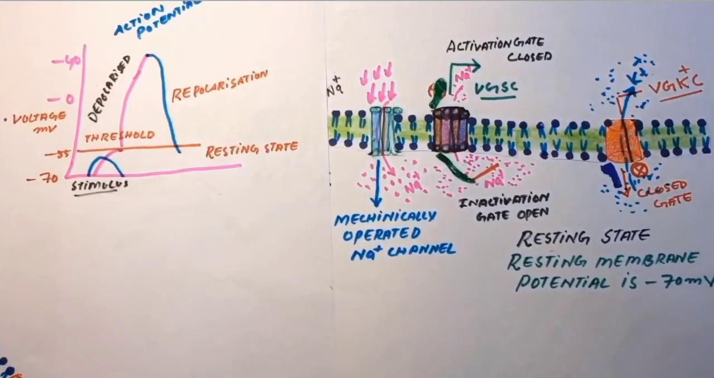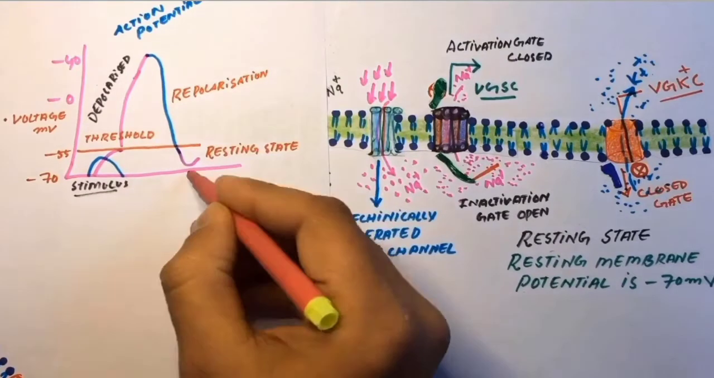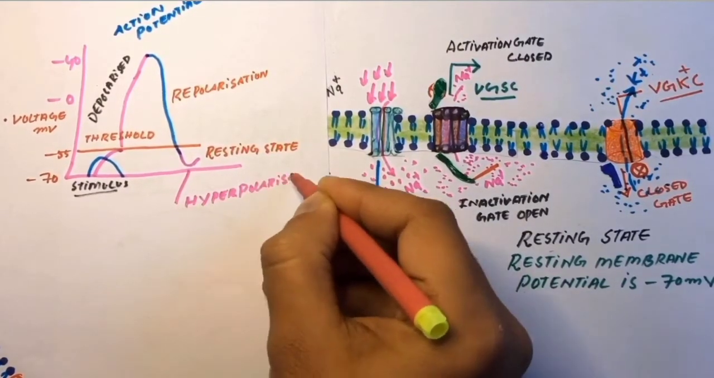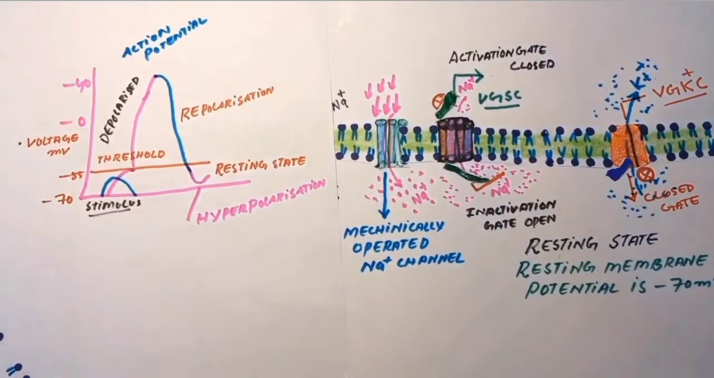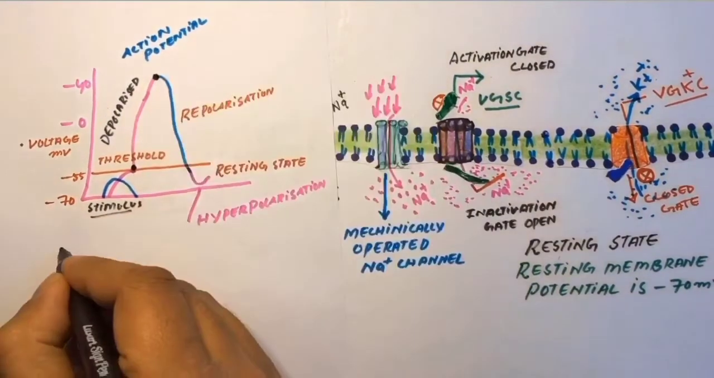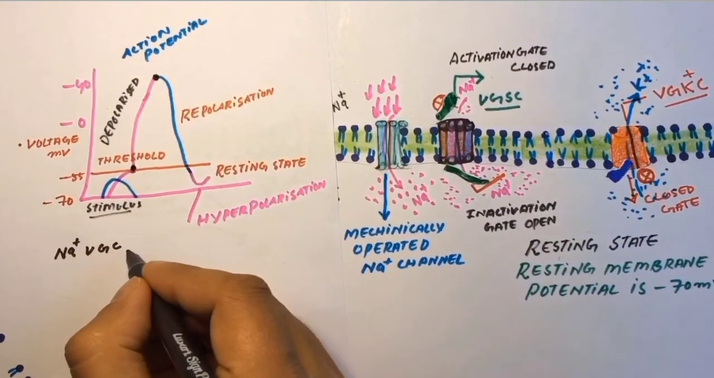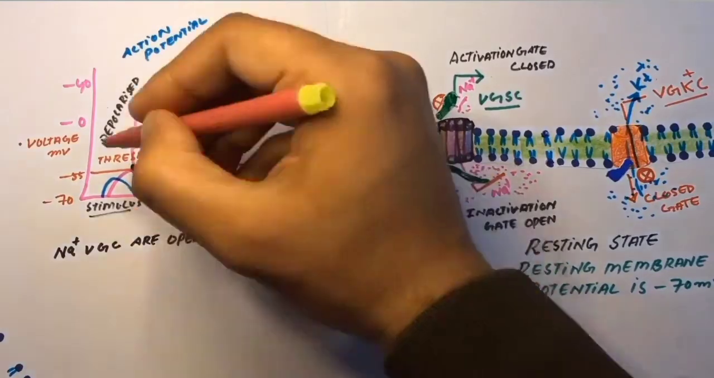Sodium voltage-gated channels are closed. K positive will diffuse outside. The cell will go below the threshold and is said to be hyperpolarized. From this point to that point, sodium voltage-gated channels are open.